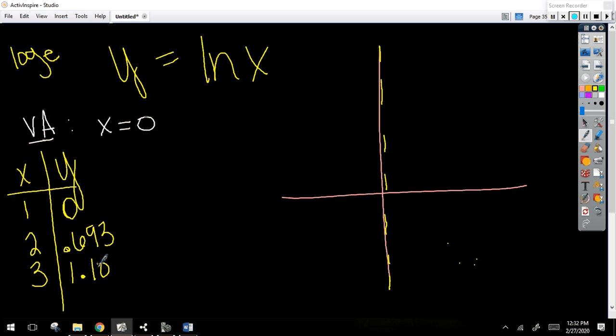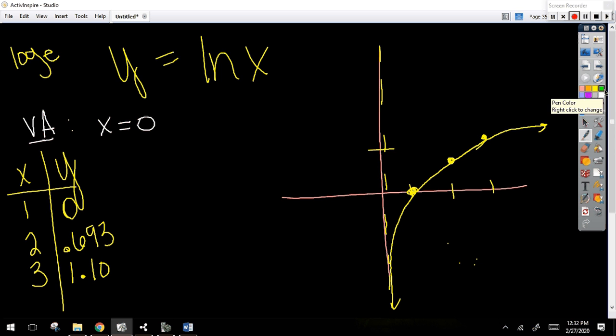And so let's graph them. 1, 0; 2, 0.693; and 3, 1.1. And it goes just like this. Is that continuous? Yes, it is continuous.